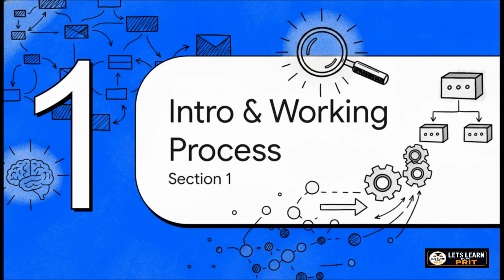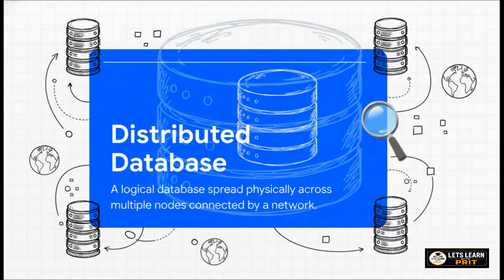Let's understand the core theory first, and I really want you guys to visualize this in your heads as we go. Here is your exact textbook exam definition. A distributed database is basically a single logical database that is physically spread out across multiple computers or locations. We call these separate locations nodes, and they are all connected together by a network. So to the user, it feels like they're just talking to one single database, but behind the scenes, the data is actually scattered across servers in completely different cities or even countries.